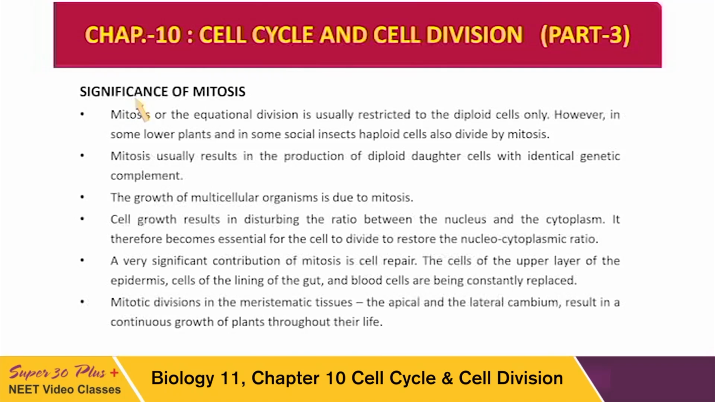First we have to see in this part the significance of mitosis. Mitosis means what? The number of chromosomes in daughter cells and the genetic constitution of the daughter cell is equal to the parental cell. Therefore, it is called equational division, and it is usually restricted to diploid cells. Very important one, usually restricted to diploid cells.